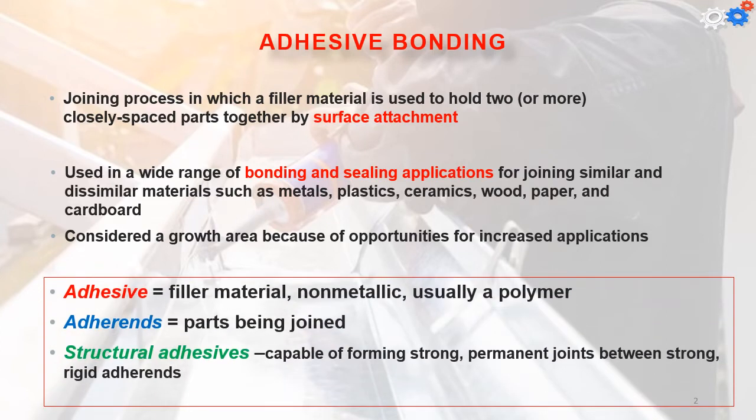The adhesive is the film material, non-metallic, and usually a polymer. The adherents are the parts being joined, and structural adhesives are capable of forming strong, permanent joints between strong and rigid adherents.